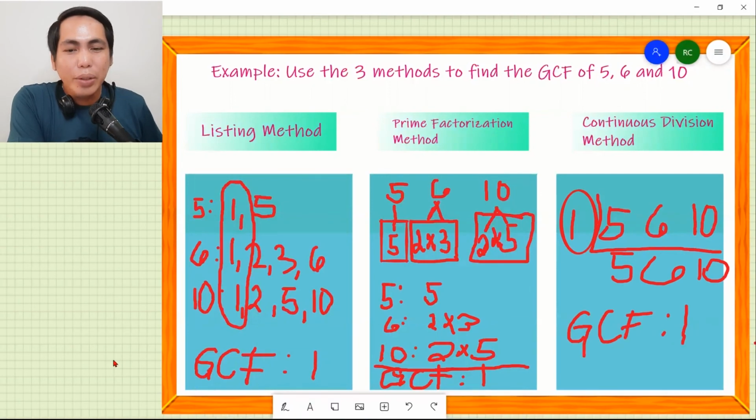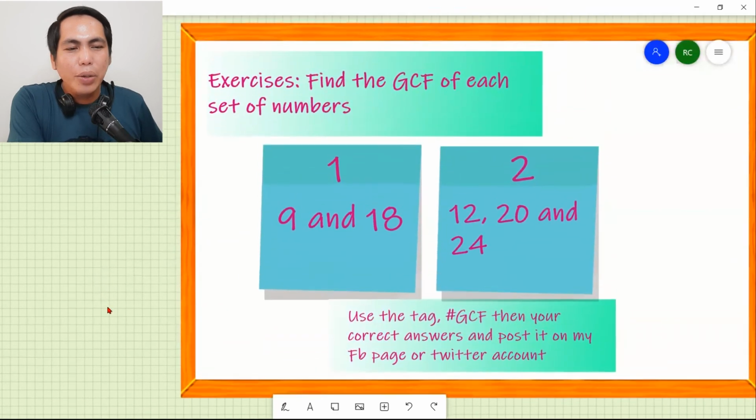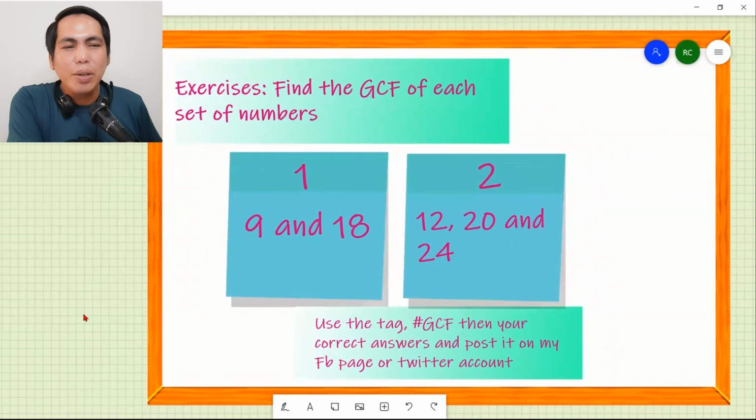So it is now your turn to answer the following exercises. You are going to find the GCF or the greatest common factor of each set of numbers. For number 1, 9 and 18. For number 2, 12, 20, and 24.